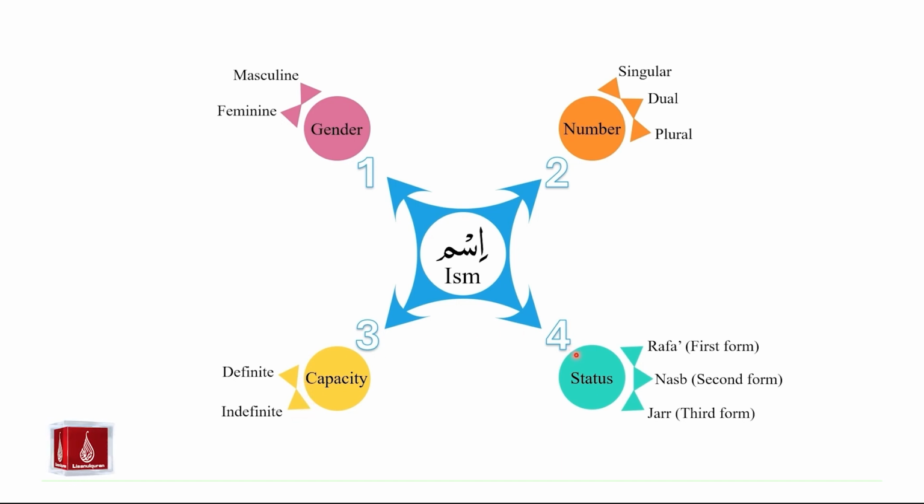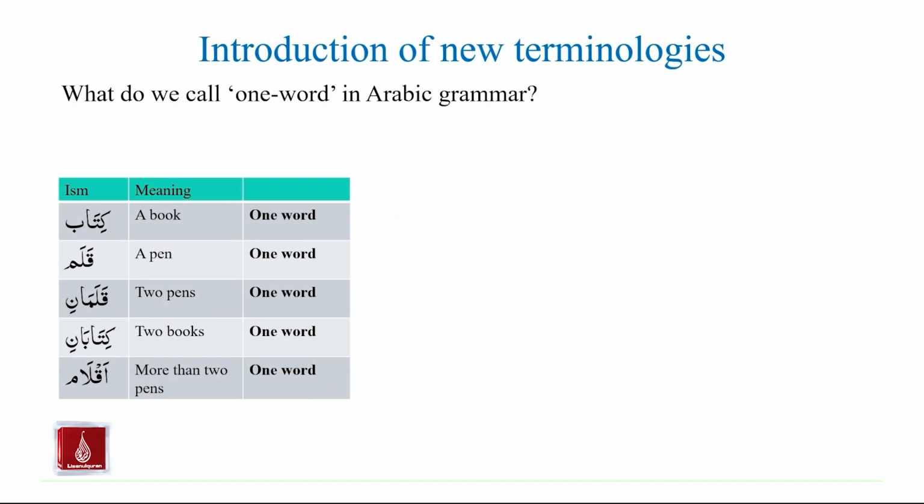And fourth, the status of the ism. From the standpoint of status, an ism can be rafa, nasab, or jar. Rafa, nasab, jar are also the first form, second form, and third form of the ism respectively. We will have an introduction to some new terminologies.